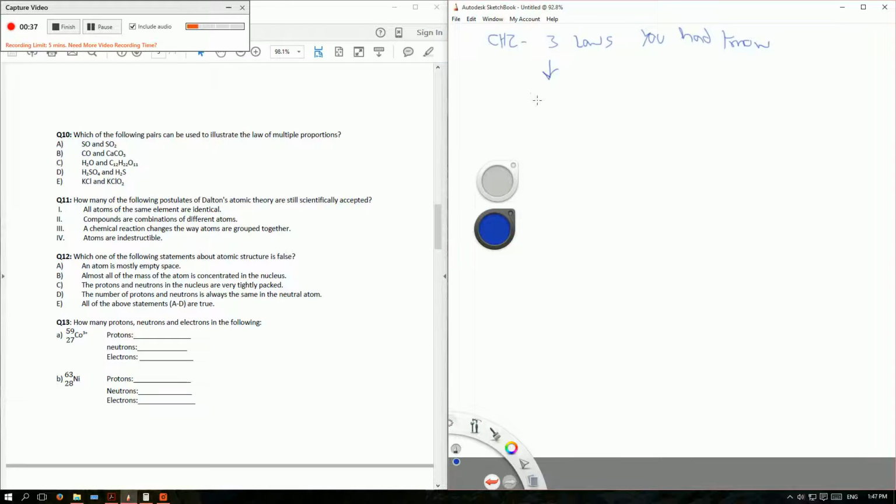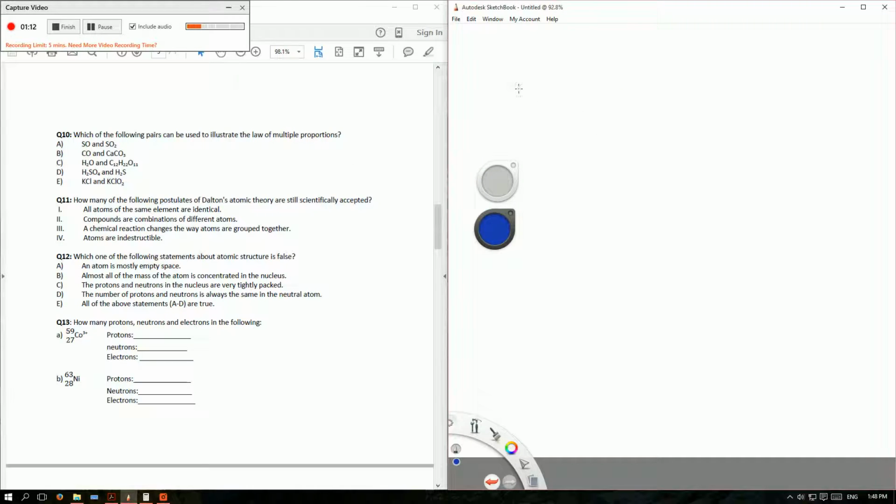It has to deal with compounds with 2 types of elements in it. So in this question, the only 2 compounds that have the same elements in it are SO and SO2. So this is the answer.